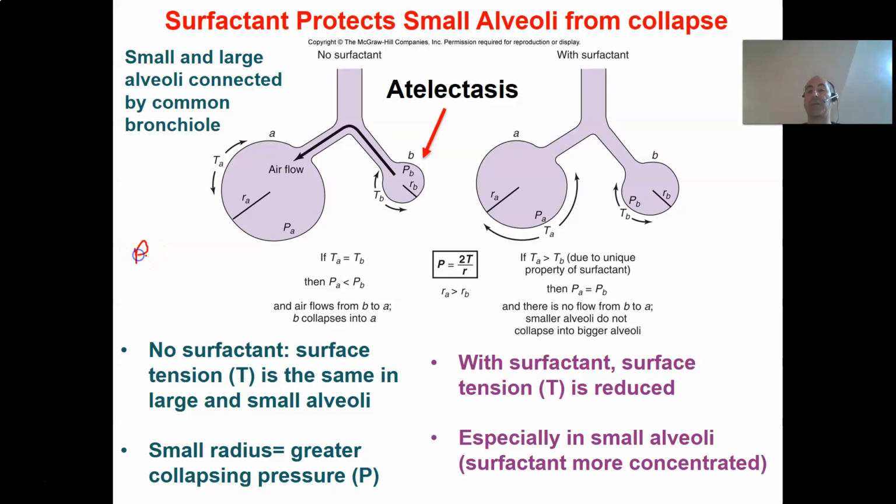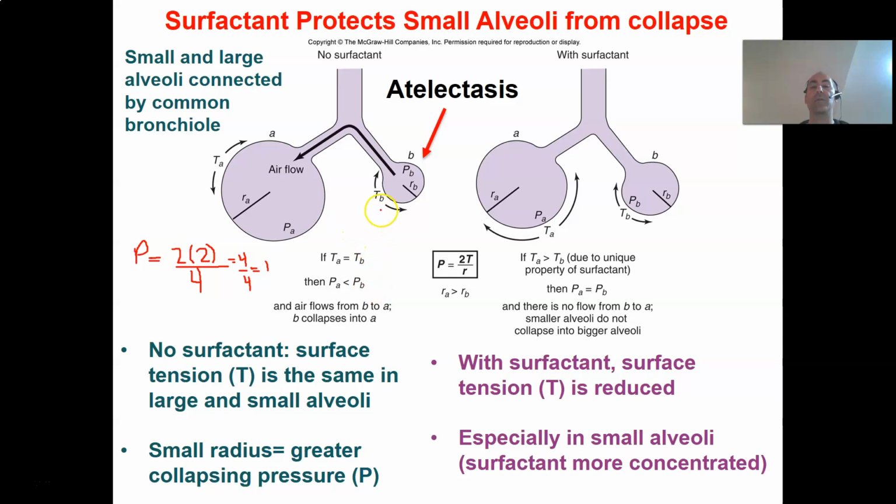The collapsing pressure for the large alveolus. I'm going to make up some numbers that aren't necessarily real. Doesn't matter. 2 times the surface tension. Let's say the surface tension is 2. And let's say that the radius of the large alveolus is 4. Just don't worry about units. If you do the simple equation, it's 4 divided by 4 equals 1.